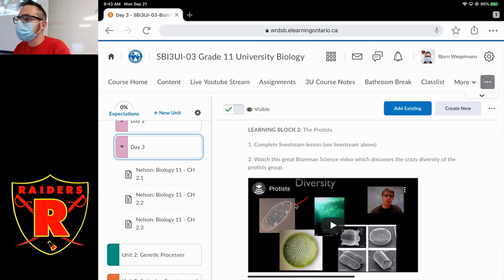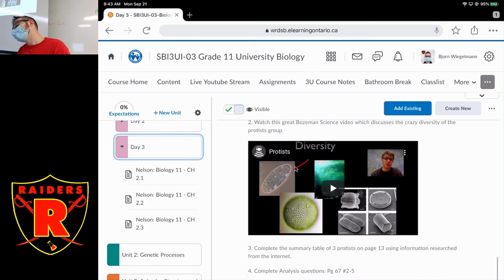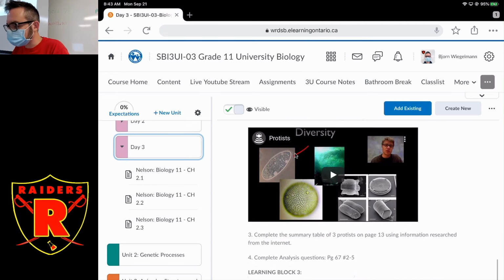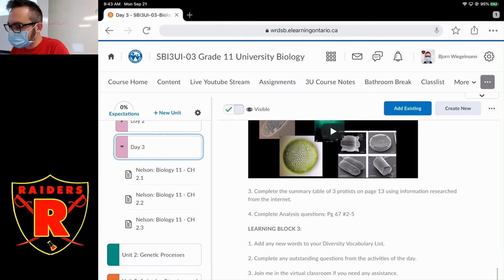And then at the end of Learning Block 2, we're going to talk about protists. So that's where we're headed today. There's a little lesson with that. There's a little summary video up here about protists. It goes into a little bit more detail about the groupings of protists. And then we're going to do what we would normally have done as a lab. So you would have looked at 3 different protists under the microscope.